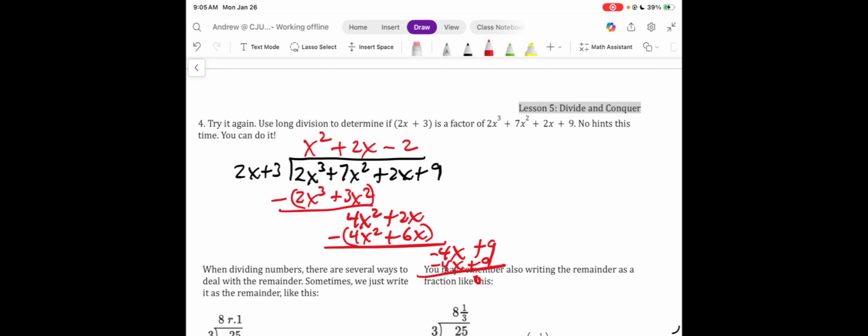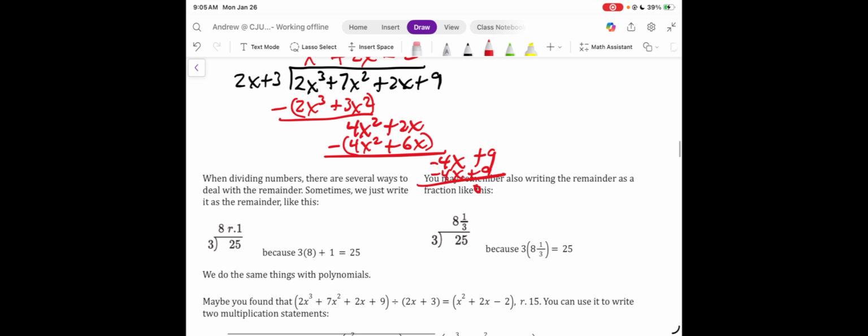So here's where the lesson says, well, what if there's a remainder? It says when dividing numbers, there are several ways to deal with the remainder. Sometimes we just write it like this, we use an R: 8 with a remainder of 1. But sometimes we write it as a fraction, 8 and 1/3. So we take the remainder and we put it over the original divisor. Well, that's the one that we use with polynomials.